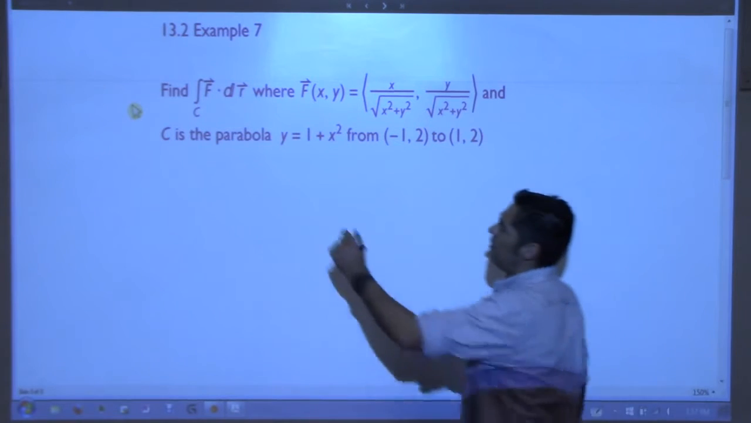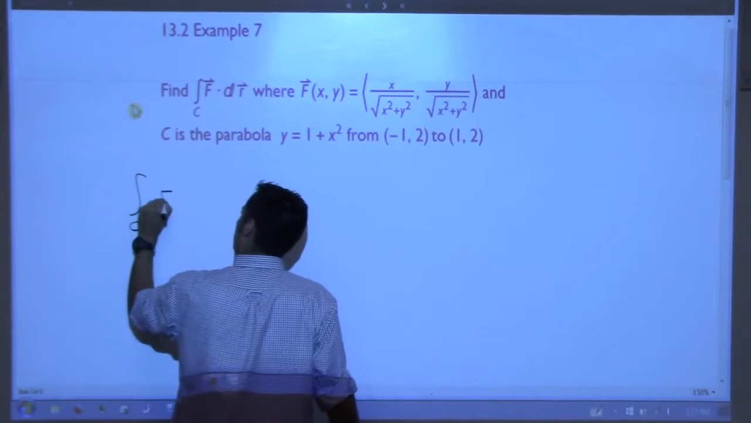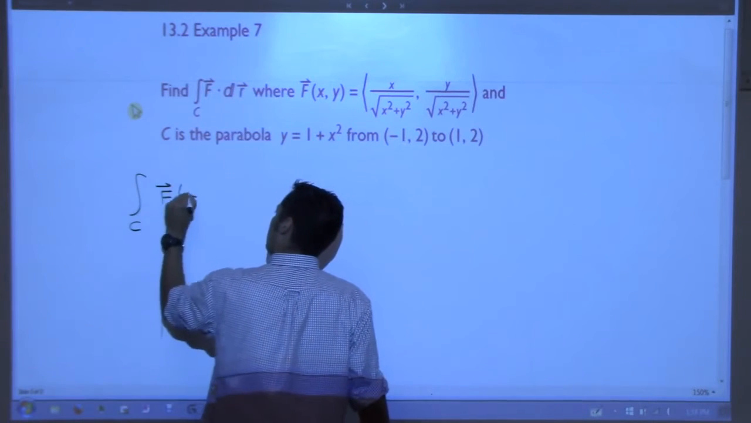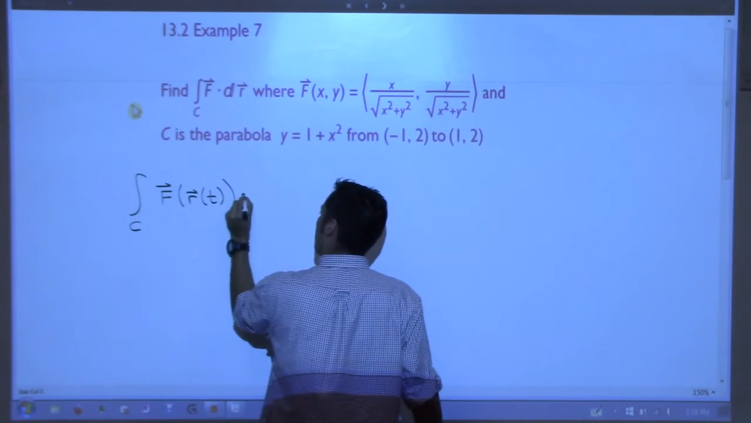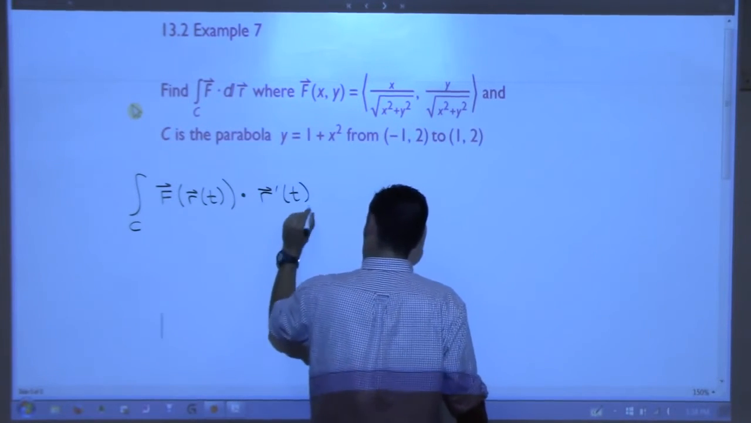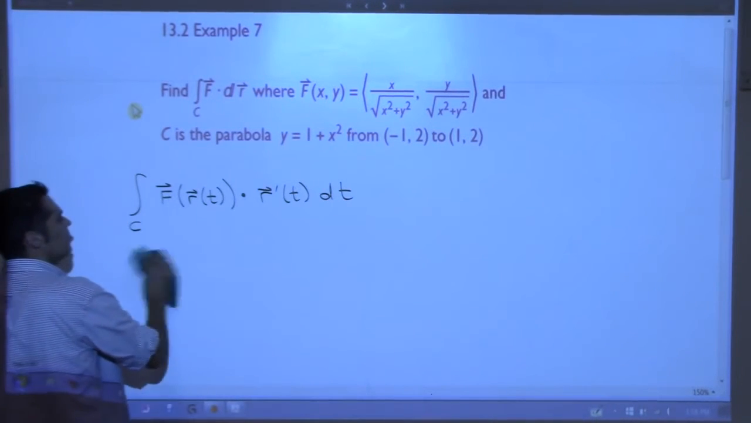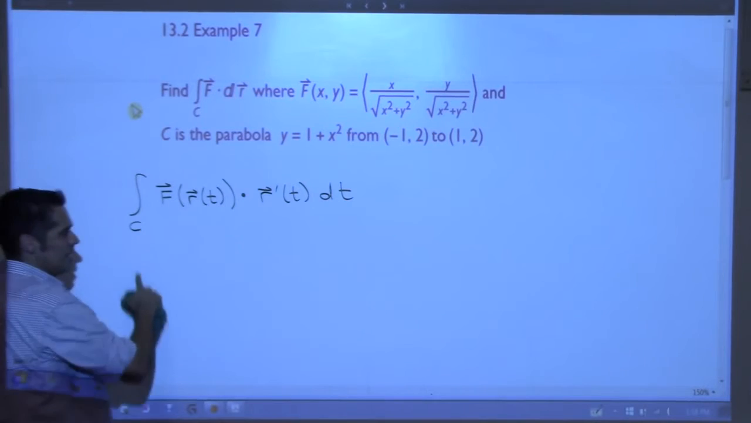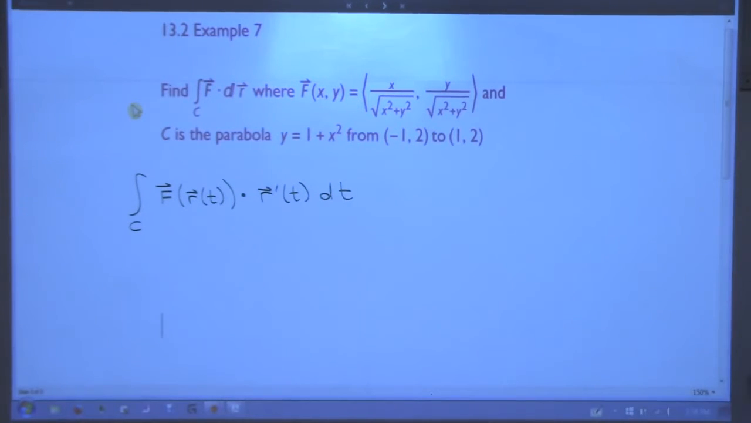So strictly by definition, this is equal to the vector field evaluated at the vector function r of t, dotted with the derivative of r of t with respect to t. And you know what? I'll leave it as c here, even though it's not great notation. We need to figure out what our limits of integration are. But I will find that out once I investigate what r is.